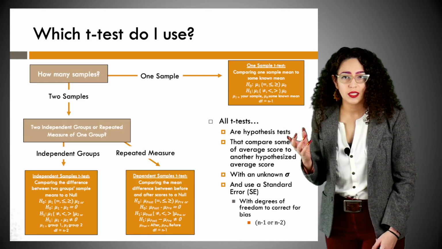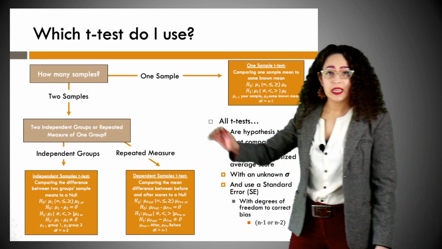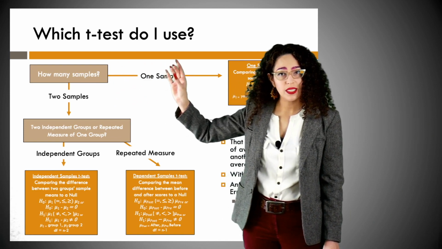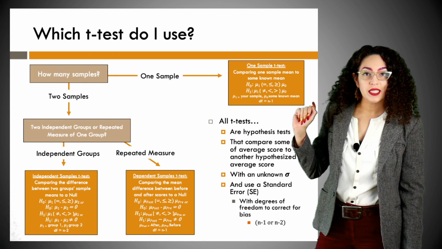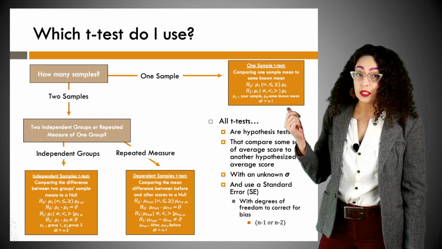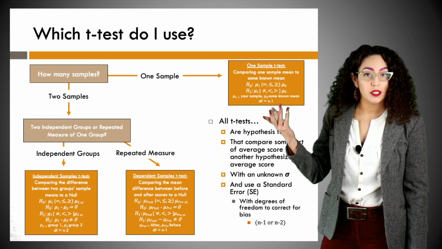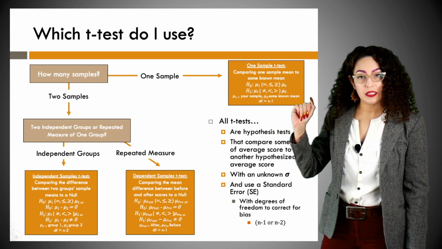Here's a little flow chart I have created. So you could ask, how many samples are there? Did you just take one sample? Are you comparing it to a known mean? You would use a one-sample t-test. If you know the variance, you would use that z-test, but if you don't know variance, you use a t-test. Here are the different hypotheses you can have.